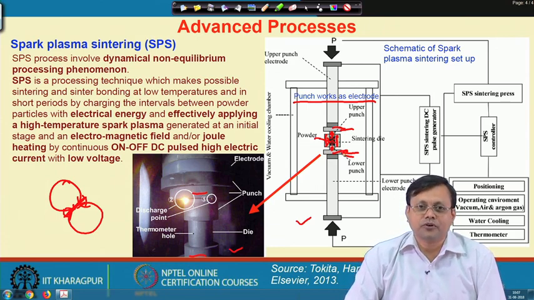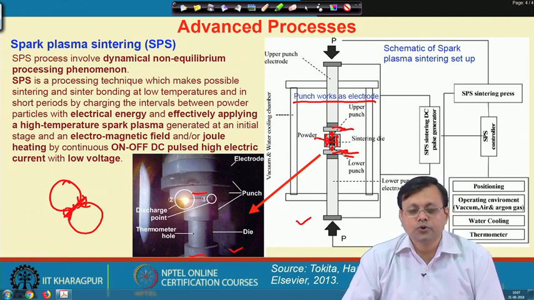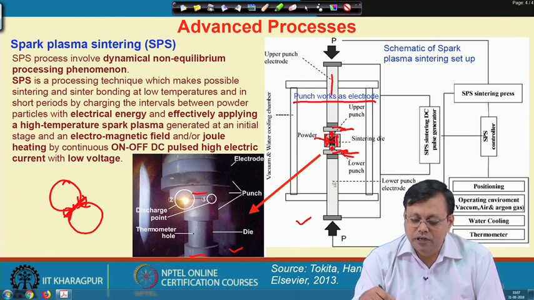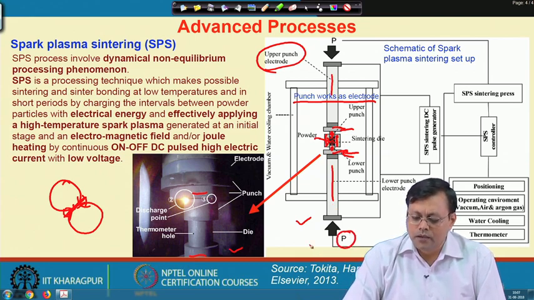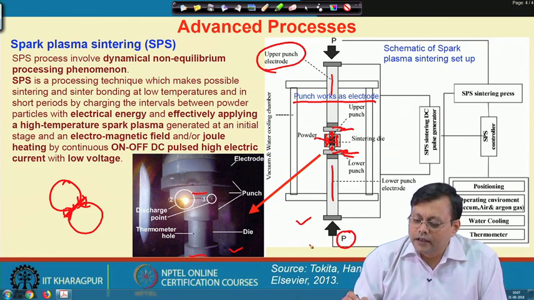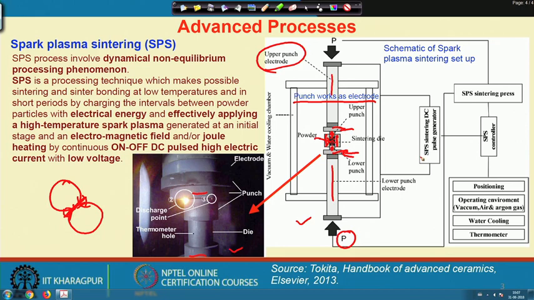Current here is very important because we like a lower voltage and high current to be passed, so that we can create a plasma between two particles. These are the punch electrodes that are connected, and we also apply some pressure or load. The whole sintering process here is SPS, where a DC pulse is applied. Along with that, the positioning and the operating environment are important. We need some water cooling, so that during the plasma the die gets a cooling effect. At the same time, we need a thermocouple and a hole, so that we can monitor the temperature of the process. These are very important parameters that we also need to look at.